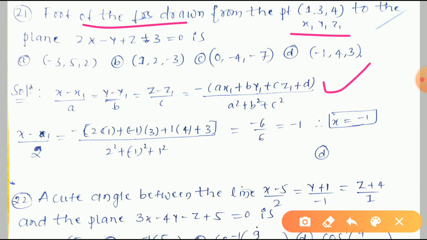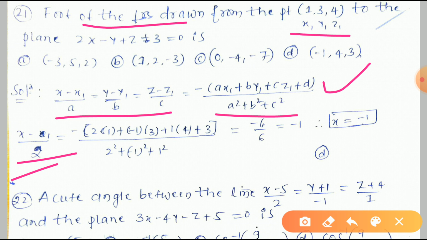(x minus x1) by a is equal to (y minus y1) by b is equal to (z minus z1) by c is equal to minus into (a x1 plus b y1 plus c z1 plus d) divided by (a square plus b square plus c square). Okay, first, how to find the x coordinate: x minus x1 divided by 2.